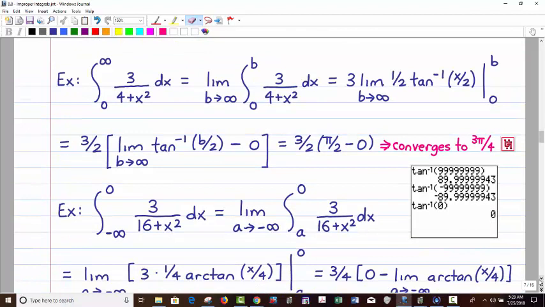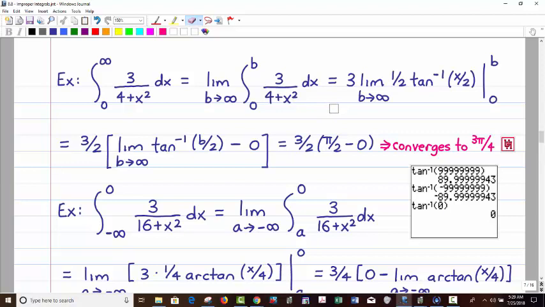Now let's take a look at this particular one here. Like I say, I like to use arctan problems. These are good. Let's see what we have here. 3 over 4 plus x squared. So we write this as the limit as b goes to infinity from 0 to b. And there really isn't a lot of work on this integral. It's just recognizing that it is arctan. You don't have to do any kind of substitution or anything.